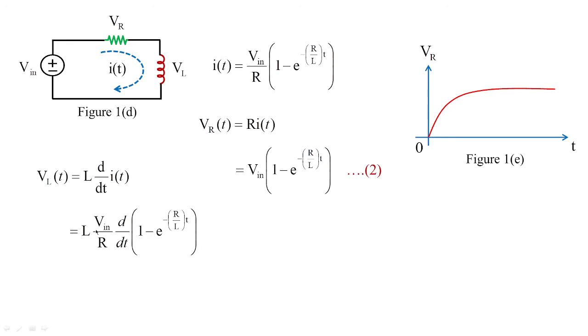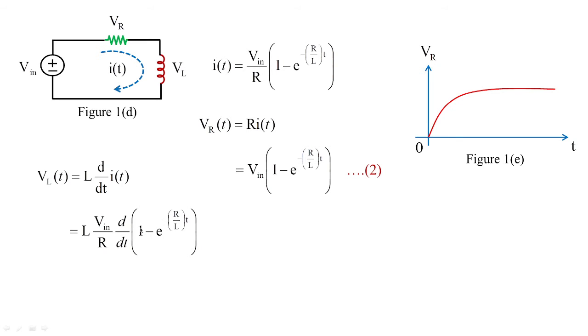When you apply d by dt to I of t, which we have obtained in this equation, d by dt of V in by R times (1 minus e to the power of minus R by LT). I have taken V in by R outside, L as it is, and applied d by dt to I of t, the main parameter, which is 1 minus e to the power of minus R by LT. So apply differentiation to this parameter.